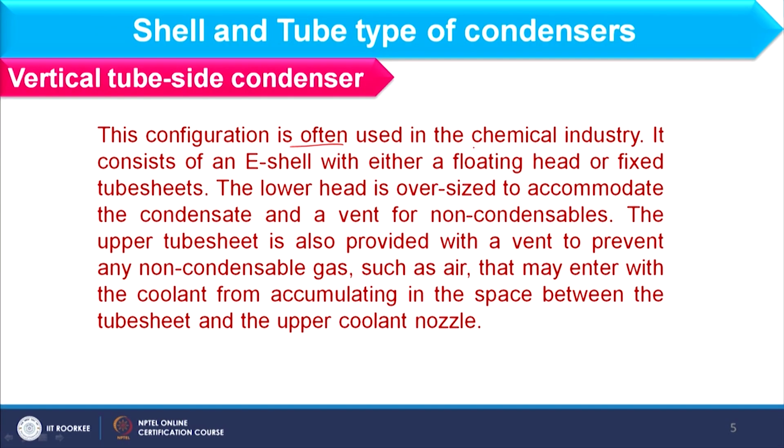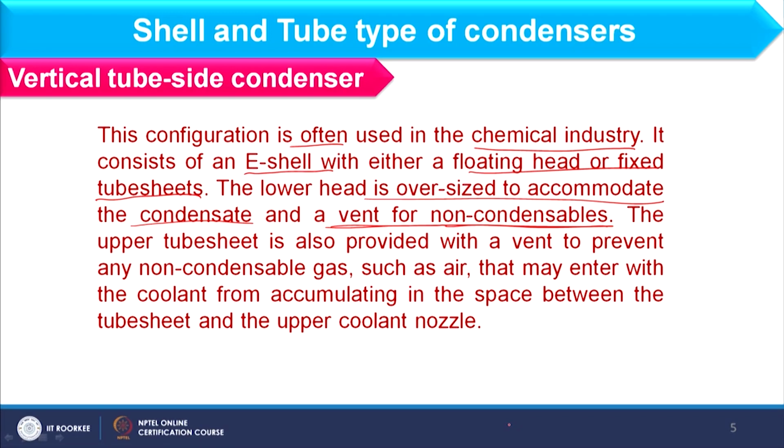And as far as tube side condensation is concerned, that is again with the same reason that if vapor is corrosive we should place the vapor in tube side or if vapor is available at high pressure. Fine. So, this configuration is often used in chemical industry. It consists of TEMA E shell with either a floating head or fixed tube sheet, right. The lower head is oversized due to the accumulation of the condensate, and a vent for non-condensable gases.